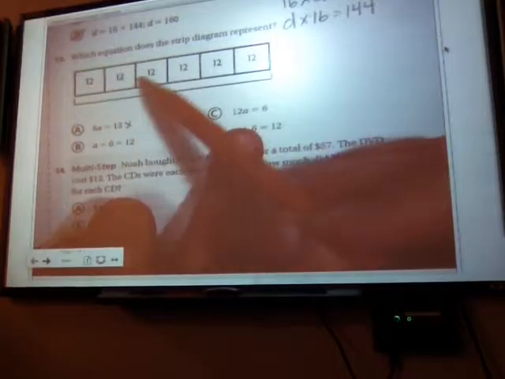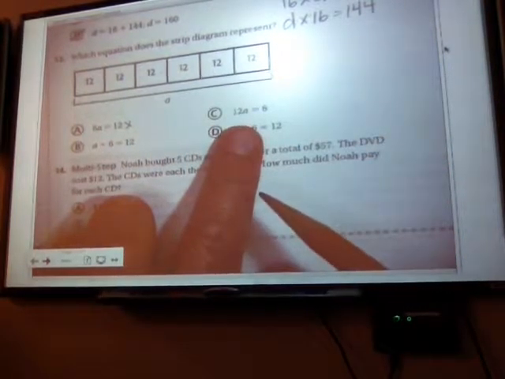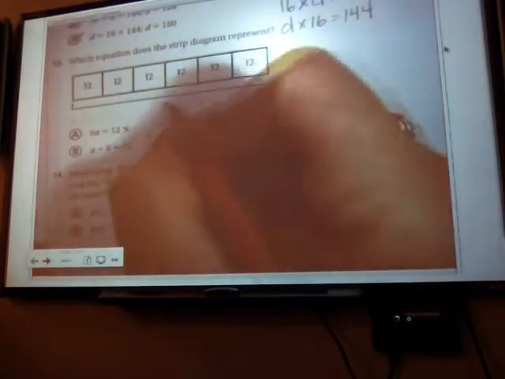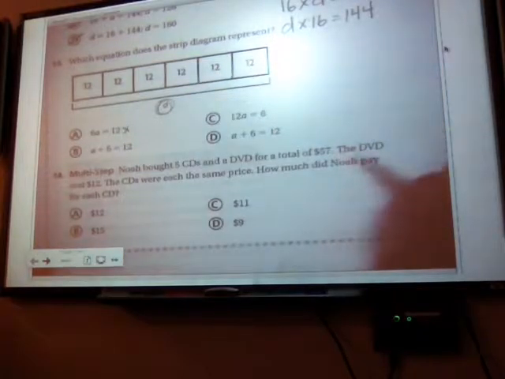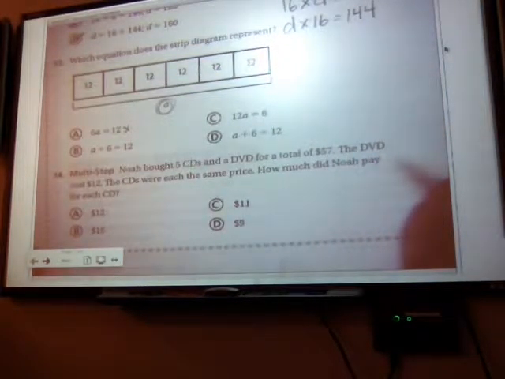Do 12 A's equal 6? No. Think about your A, first of all. Your A is going to be a decently large number. Okay?